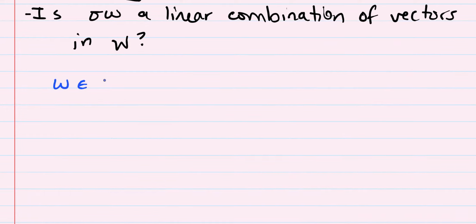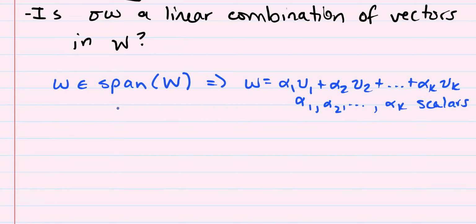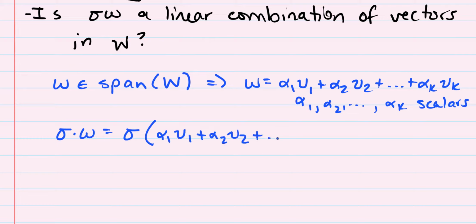Since W belongs to the span of capital W, then W is a linear combination, so it's alpha 1 V1 plus alpha 2 V2 all the way to alpha k Vk for some alpha 1, alpha 2, alpha k scalars. And then sigma times W is going to be sigma times alpha 1 V1 plus alpha 2 V2 all the way to alpha k Vk.